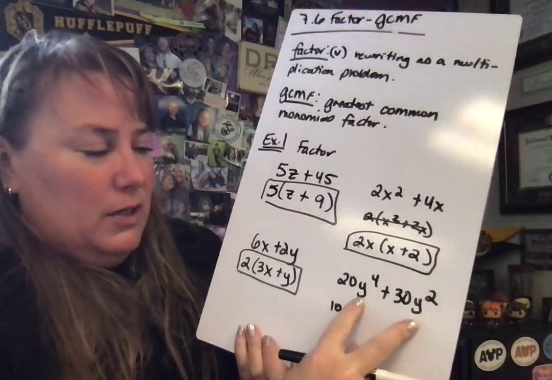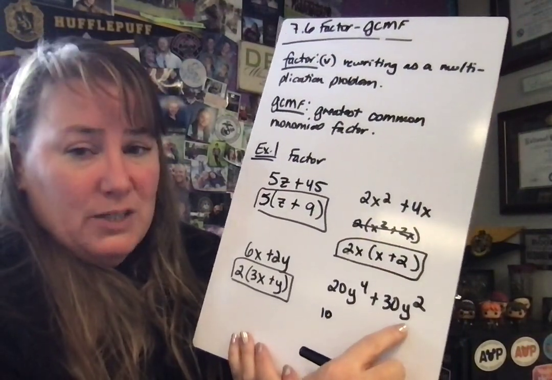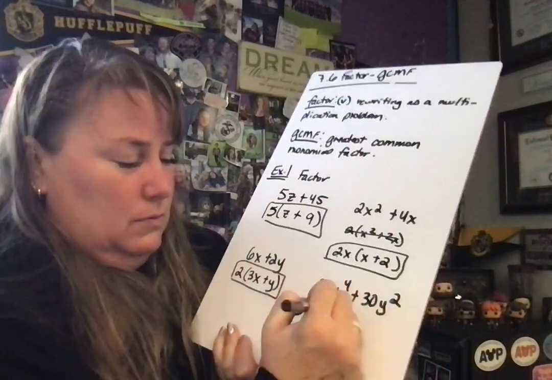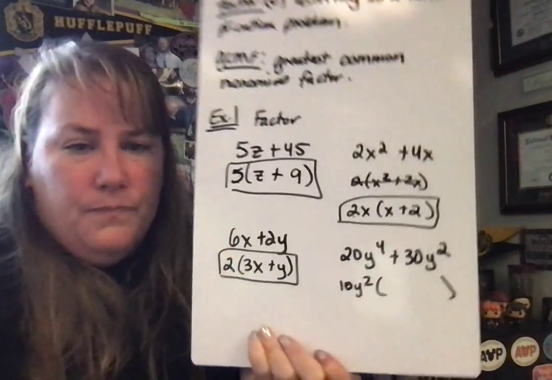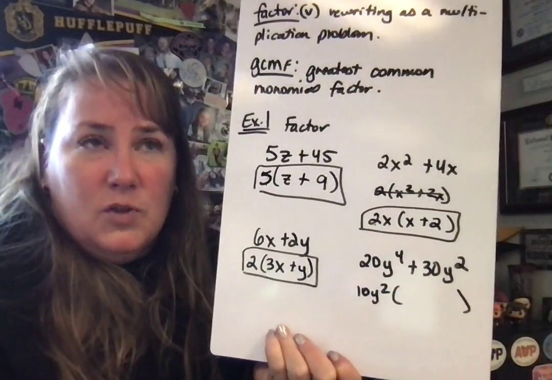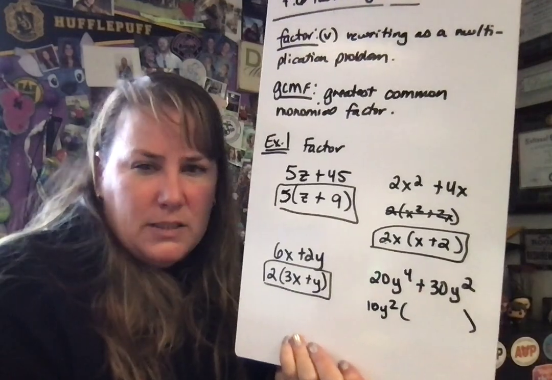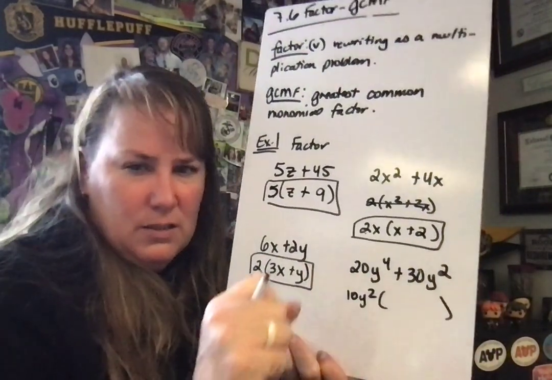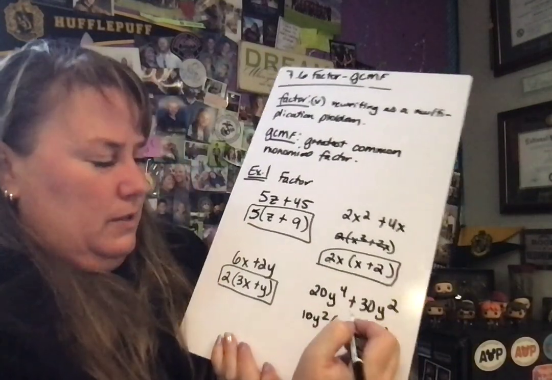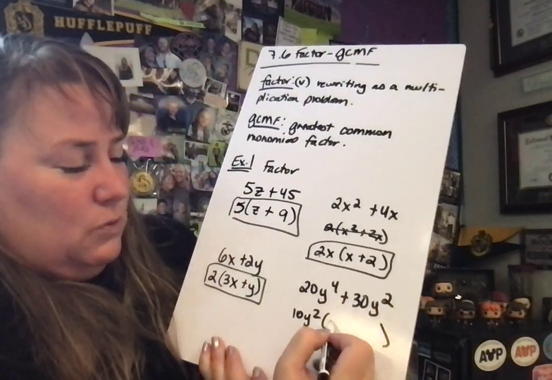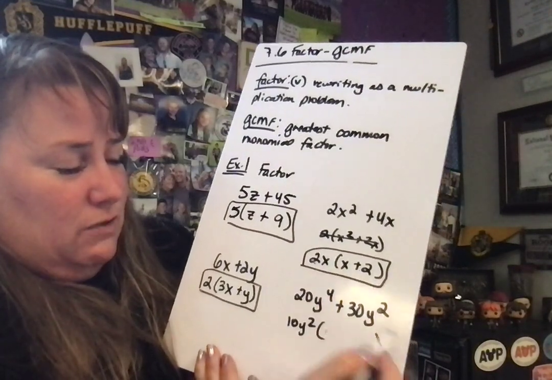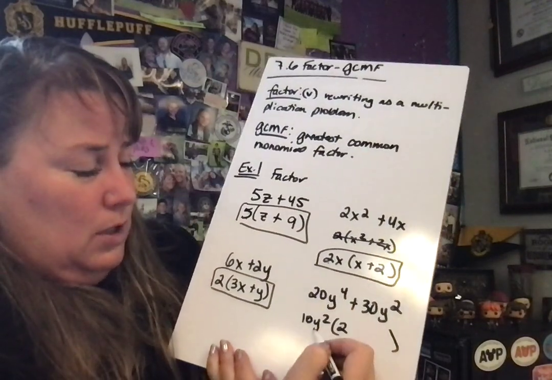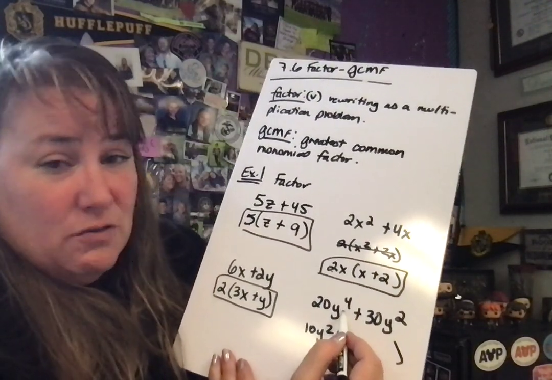Okay. Now, look at the variable part. So if this has 4 y's and this has 2 y's, what's the most amount of y's I can take out of both? Which is 2. So remember, if they're toy boxes, your parents are coming in and taking the most out of this time 2 boxes. You're taking the most out. Okay. So here we go. 10y squared times what right here gets me 20y to the 4th. So let's start with the numbers. 10 times what gets me 20. That's 2. Y squared times what right here gets me y to the 4th.